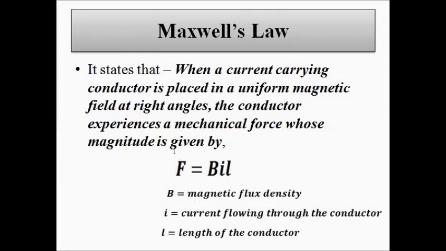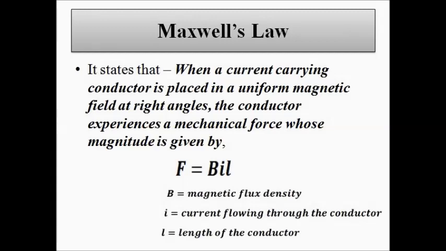Here it only gives the magnitude of the force which is induced. The only difference between Fleming's rule and Maxwell's law is that Maxwell's law gives us a value, an expression of the induced force in terms of the parameters: the current, the length of the conductor, and the magnetic flux density. So the magnitude of the force induced in the conductor is given by the product of the magnetic flux density B, the current, and the length of the conductor.